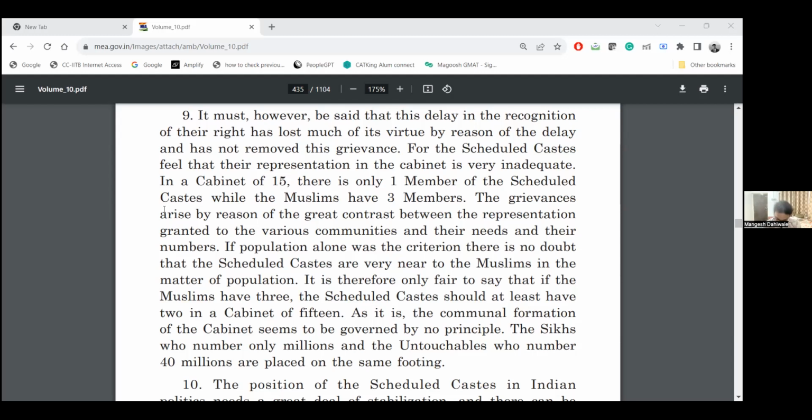Okay. So you see, this is very important, the representation according to the proportion of the population. And we have seen that in the history of India, the scheduled caste were always underrepresented. And the last sentence is very clear that the Sikhs are only 1 million in number, and the untouchables are 40 million in number, 40 times bigger than the population of the Sikhs. But the representation is just one. And that came very late, isn't it? That came after a long fight. So this is a very important point, and the principle of representation is not there. There is no principle as to how the cabinet will be constituted.